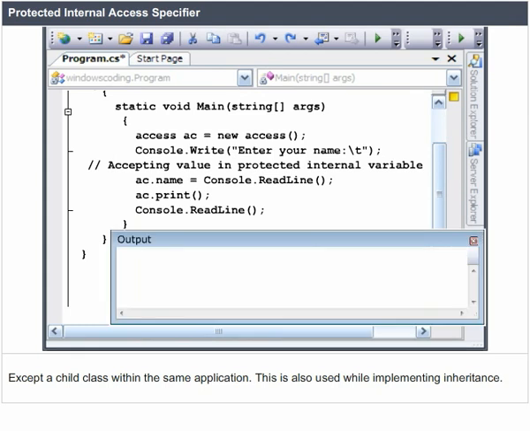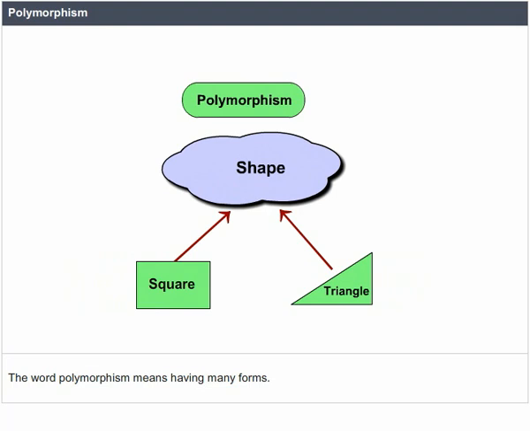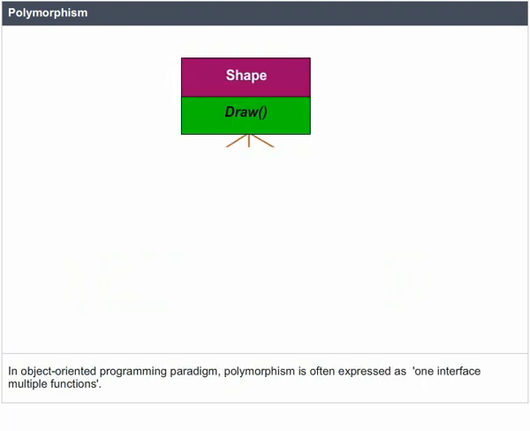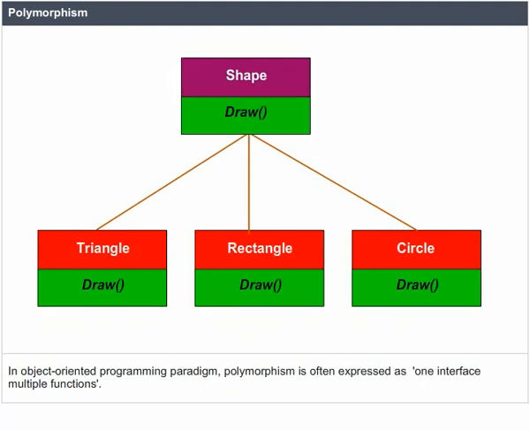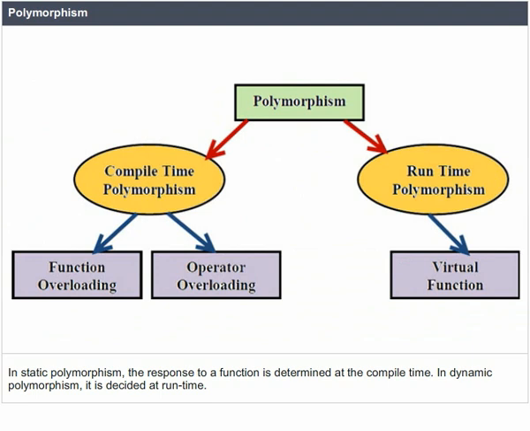Polymorphism. The word polymorphism means having many forms. In the object-oriented programming paradigm, polymorphism is often expressed as one interface, multiple functions. Polymorphism can be static or dynamic. In static polymorphism, the response to a function is determined at compile time. In dynamic polymorphism, it is decided at runtime.